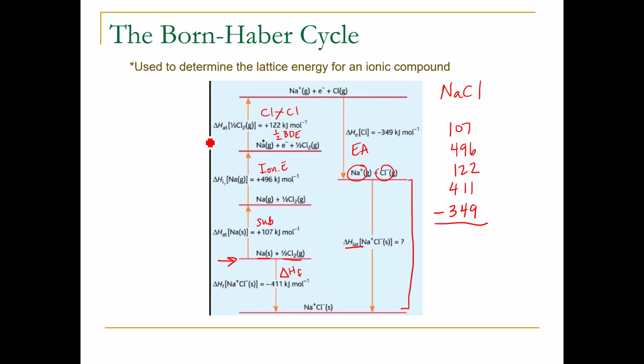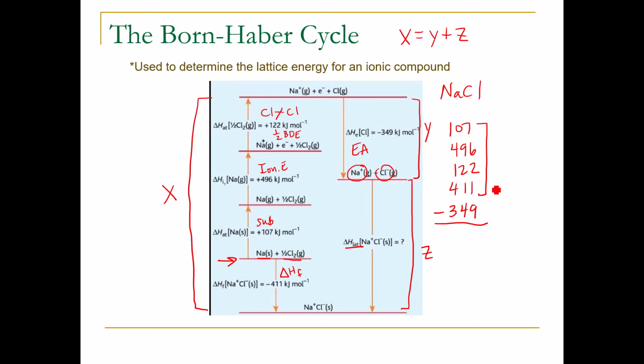Alright, so if we think of this whole distance here as x, we think of this distance here as y, and we'll think of this distance as z. X is equal to y plus z, right? So I'm going to add up everything on x. I'm going to subtract y, and that should give me z. And that's going to be 787, which is our lattice energy. This is kilojoules.